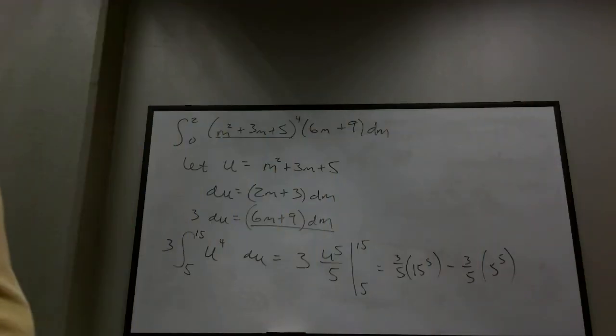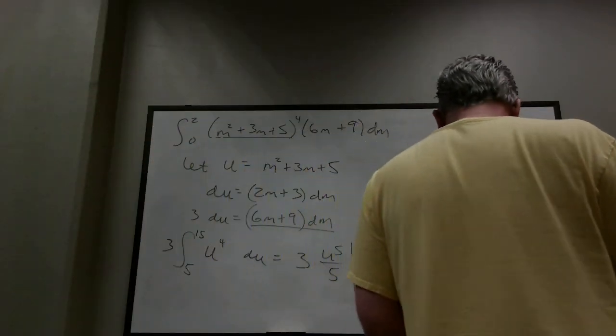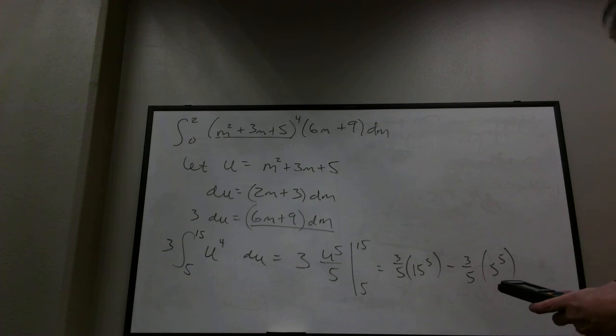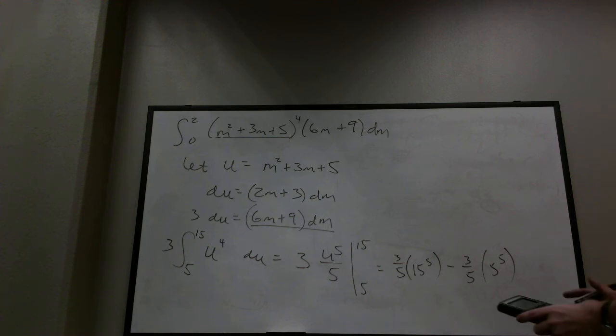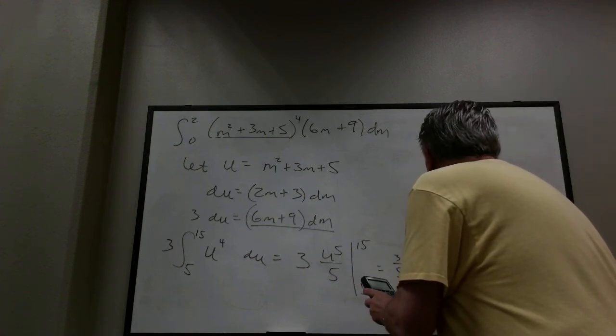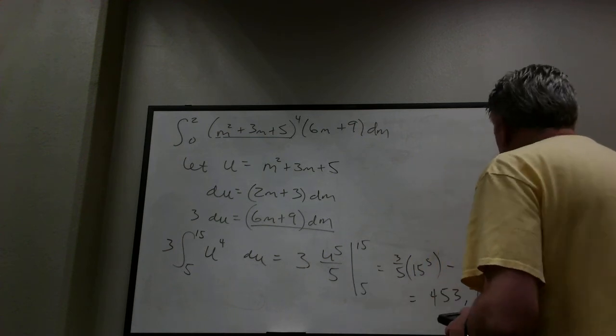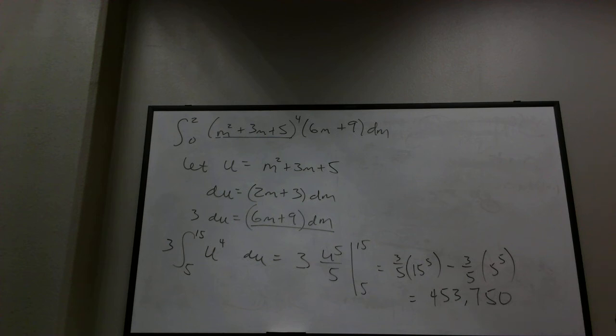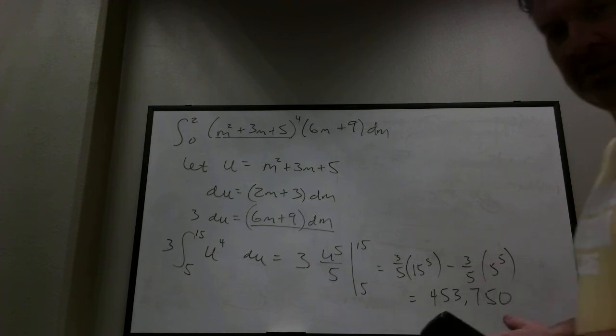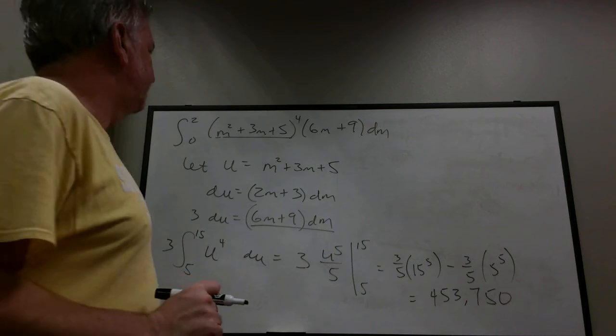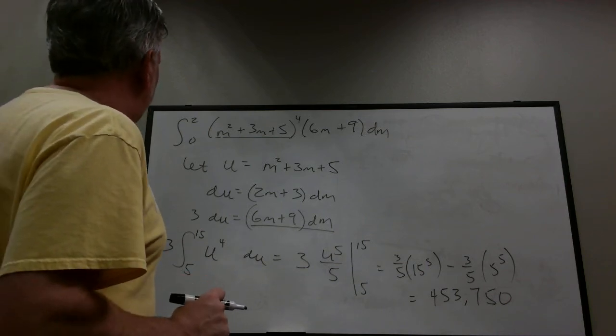Okay. If we want to get a number, I got 453,750. Okay. Always double check me. Don't believe me.